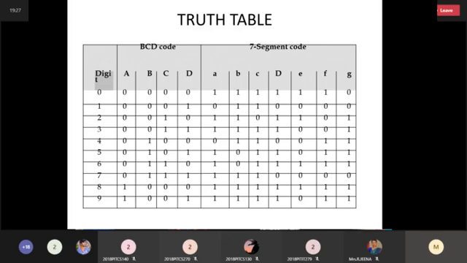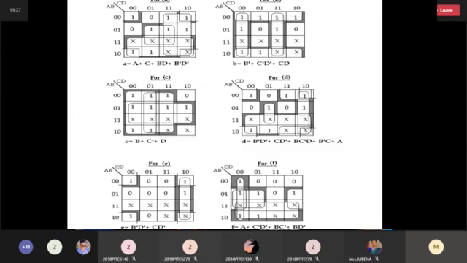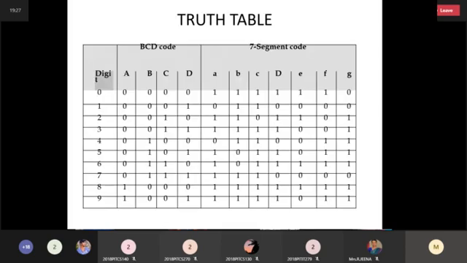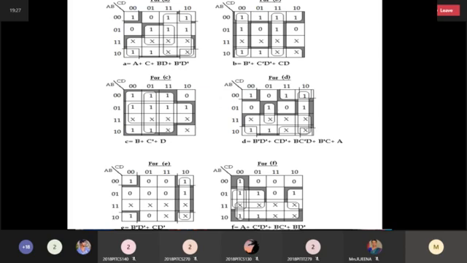0, 0, 1, 1 is 1. So 0, 0, 1, 1 is 1. Okay. Next. 0, 1, 1, 0, 1, 0, 1, 0, 0 is 0. 0, 1, 0, 0 is 0. Okay. Next one.